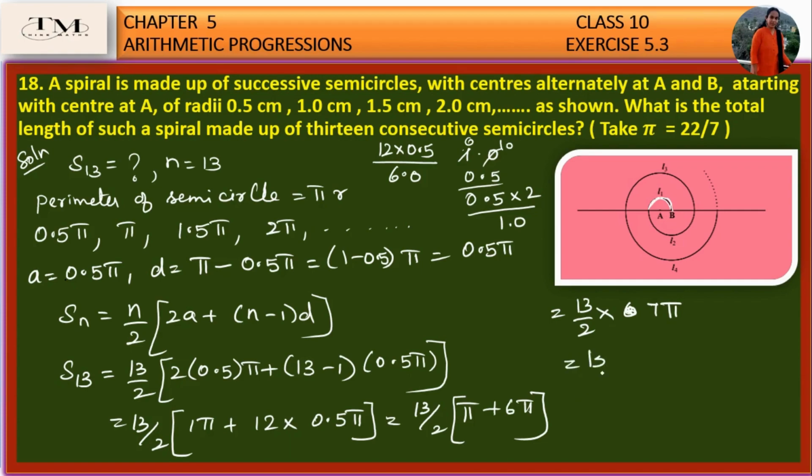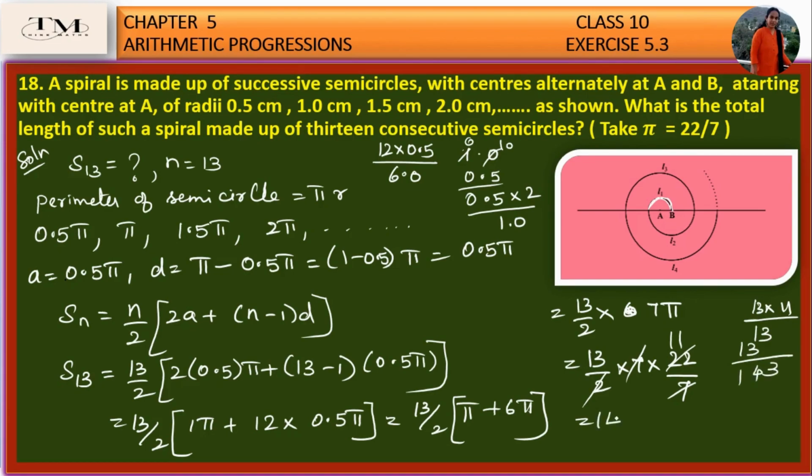So 13 by 2 into 7 into 22 by 7. This 7 gets cancelled. So 1 2s are 2 and this is 11. So what is 13 into 11? 13 into 1 is 13 and 13 into 1 is 13. So 3, 1 plus 3, 4, 1.